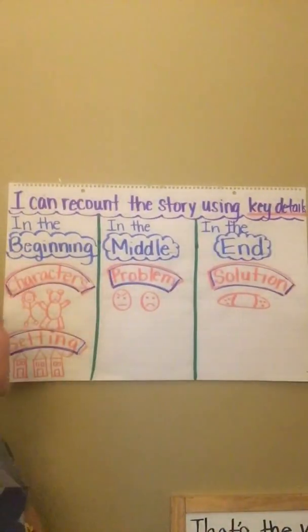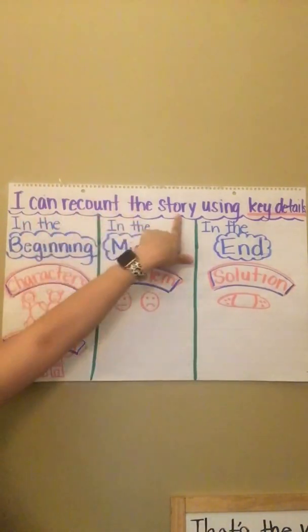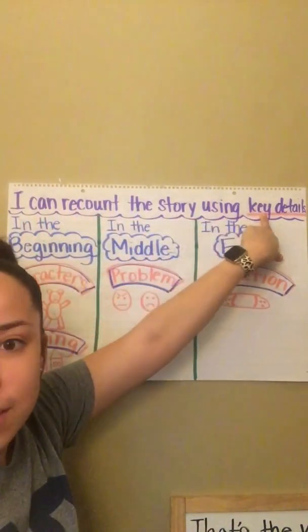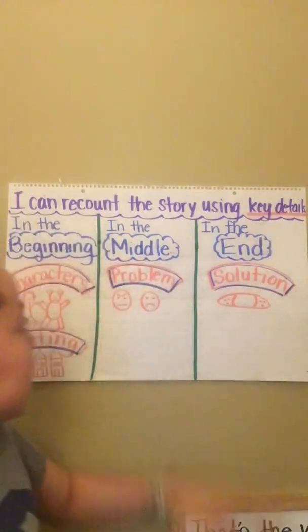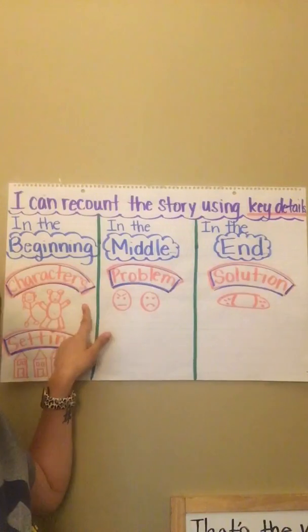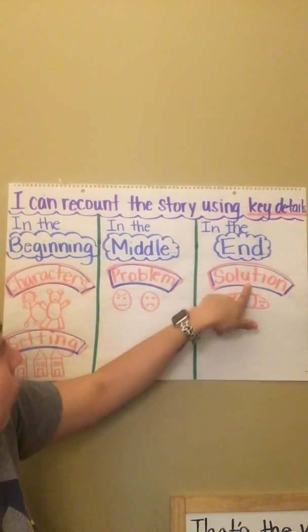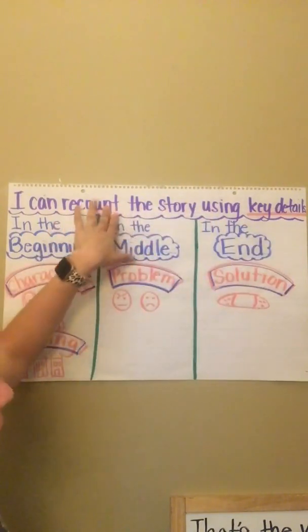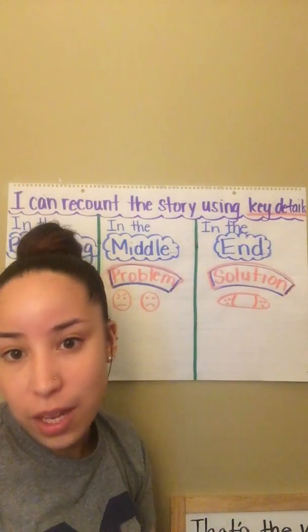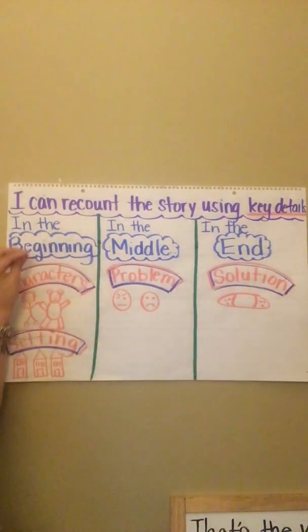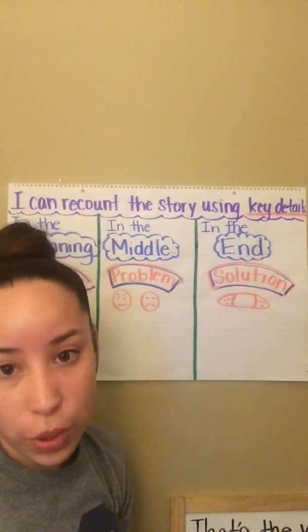Okay, second grade. Today our target in reading is I can recount the story using key details. And remember that last week we already talked about key details, and key details are the characters, the setting, the problem, and the solution. But recounting using those details means to retell our story over again. So we're going to use the beginning, middle, and end to retell our story.